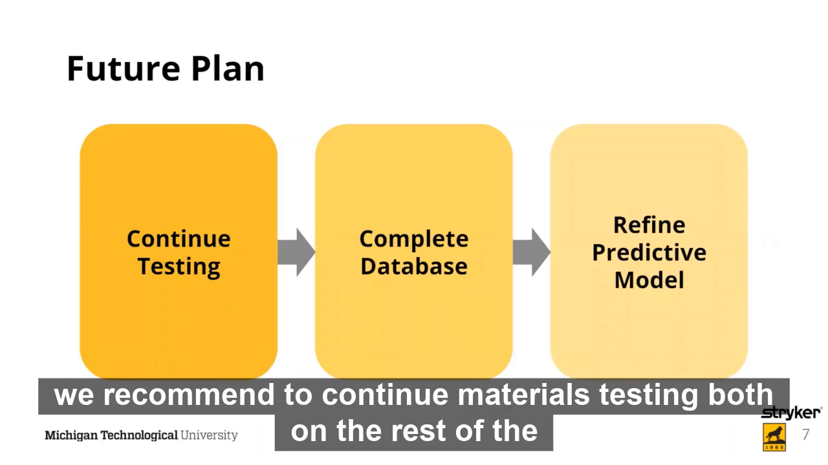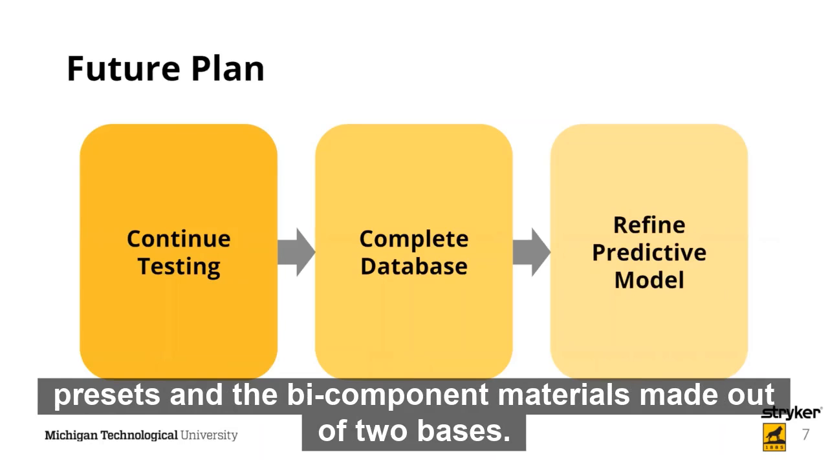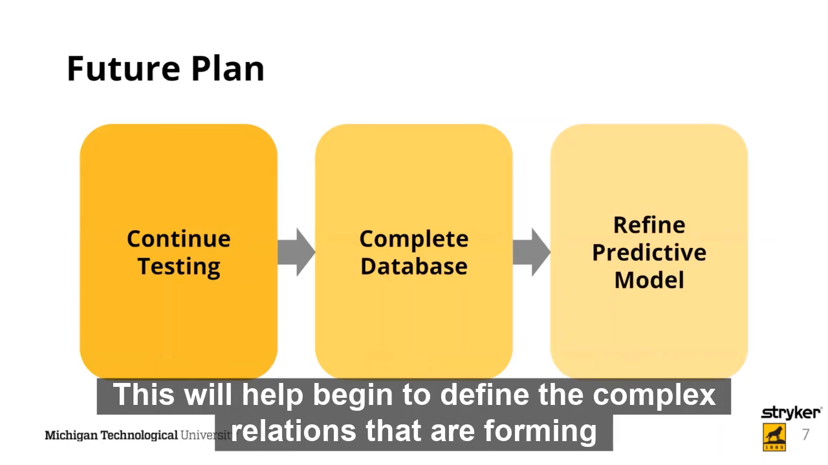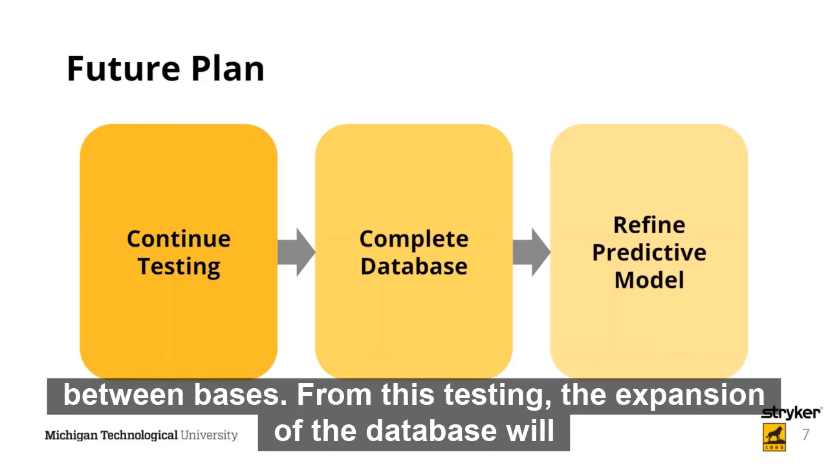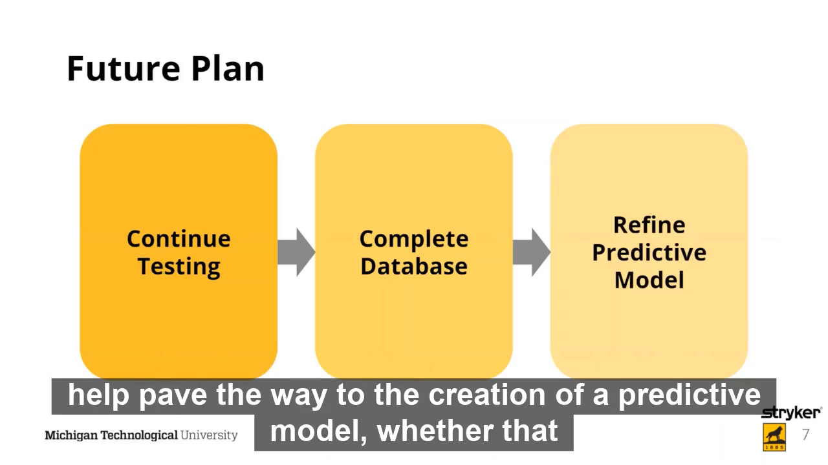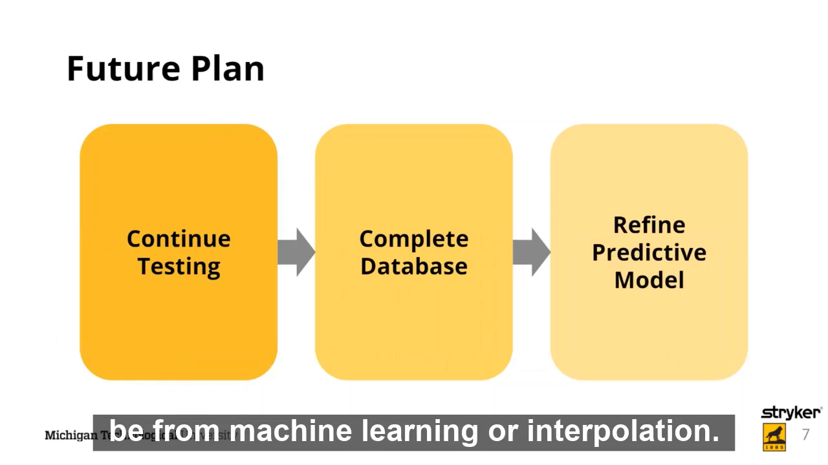Moving forward, we recommend to continue materials testing both on the rest of the presets and the bicomponent materials made out of two bases. This will help begin to define the complex relations that are forming between bases. From this testing, the expansion of the database will help pave the way to the creation of a predictive model, whether that be from machine learning or interpolation.